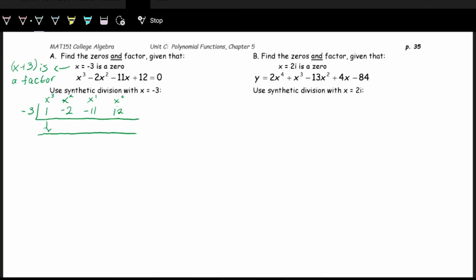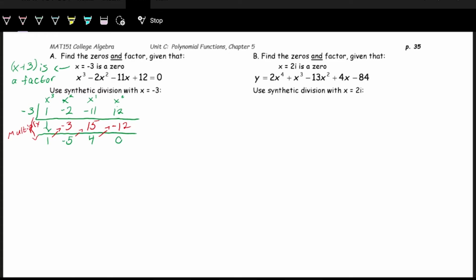So carry the 1 down, and then again, we multiply. We multiply the 1 with the negative 3, and that's negative 3. So we're doing negative 2 plus negative 3, and that result is negative 5. We multiply negative 5 by negative 3, and we get positive 15. Then we add negative 11 with positive 15, and that result is 4. Then we multiply 4 by negative 3 again, and we have negative 12. This is looking good. So we do 12 plus negative 12, and we get 0.